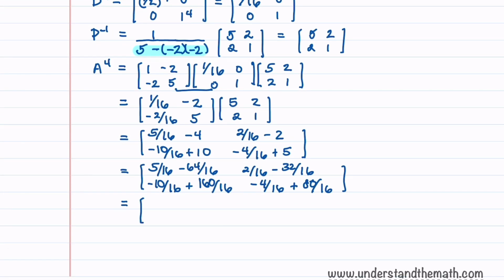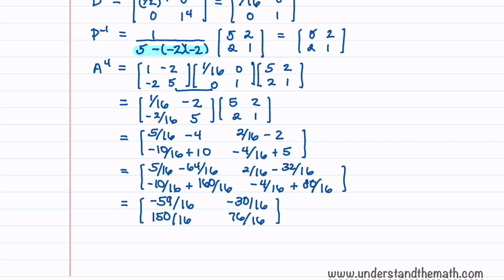Let's now combine our fractions. 5 minus 64 is a minus 59 over 16. 2 over 16 minus 32 over 16 is a minus 30 over 16. In the lower left, we're going to get 150 over 16. And then in the lower right, we're going to get 76 over 16.